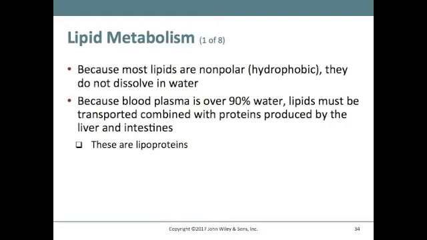Moving on to lipid metabolism, and this is on page 1013 of your book. Because most lipids are nonpolar, or in other words, hydrophobic, they do not dissolve in water. Because blood plasma is over 90% water, lipids must be transported combined with proteins produced by the liver and intestines. These are called lipoproteins.